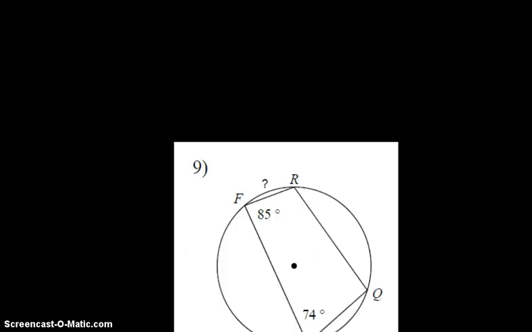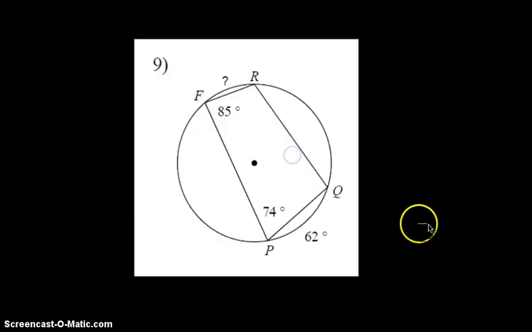All right, next one, number 9. Well, we got a few things going on here. So I'm just going to look at it from the standpoint of what could I find? Well, I have an inscribed angle here. I have angle F, which is 85 degrees.